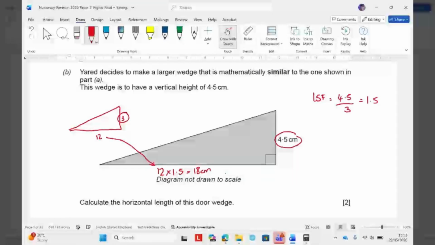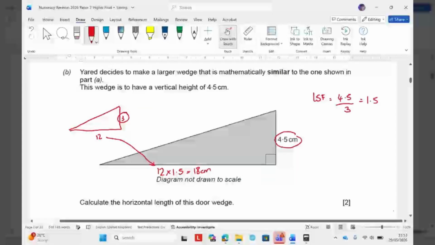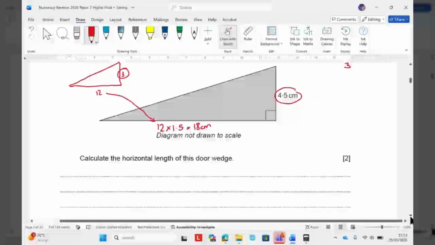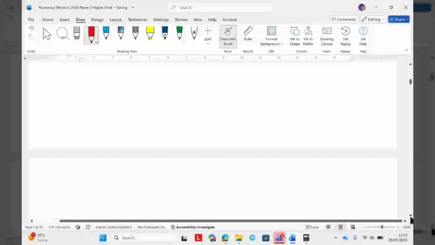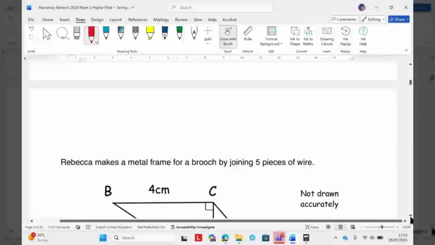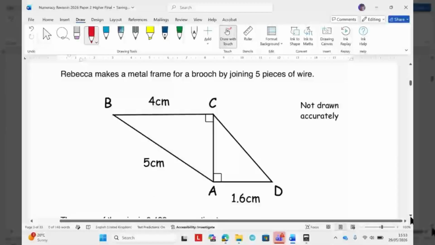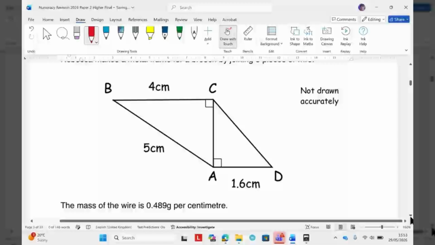I hope similar shapes, Pythag and trig, are quite routine for you guys. Okay, similar shapes, Pythag, trig, they need to be. Okay, chaps, Pythag again, right? Pythag again.